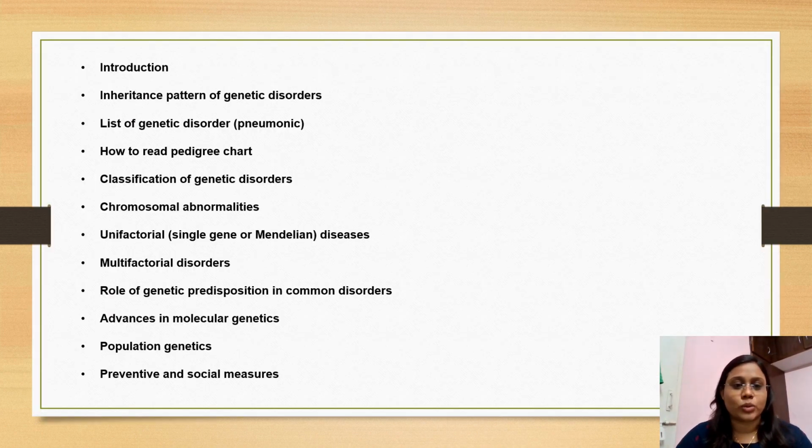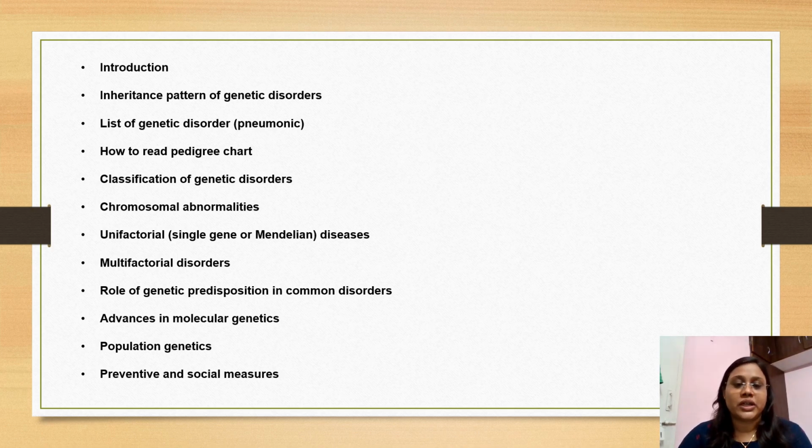I will try to cover the topic by giving you a basic introduction, then the inheritance pattern of genetic disorders, and a list of certain genetic disorders with mnemonics so that it will be easy for you to remember, because to mug up a list of all genetic disorders is quite difficult. In the era of competitive exams, you should know about each and every genetic disorder, meaning whether it comes in autosomal dominant or recessive or X-linked dominant or X-linked recessive inheritance. It is most commonly asked question also.